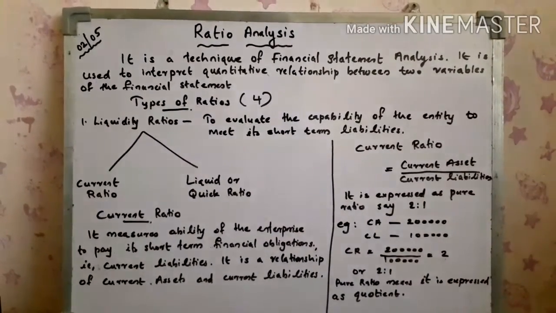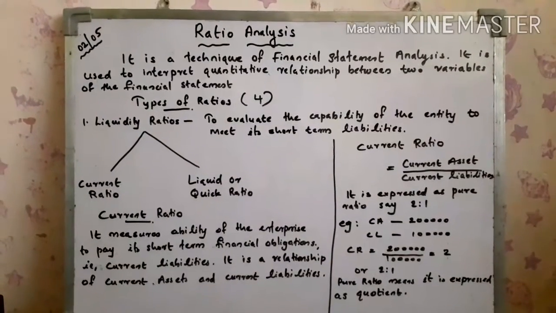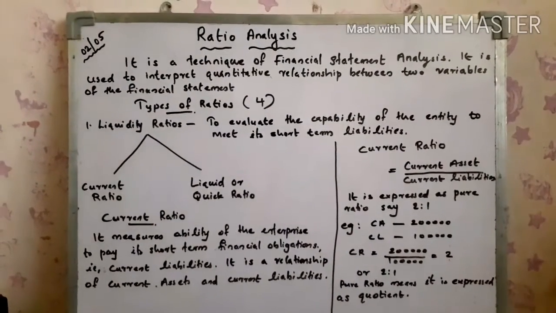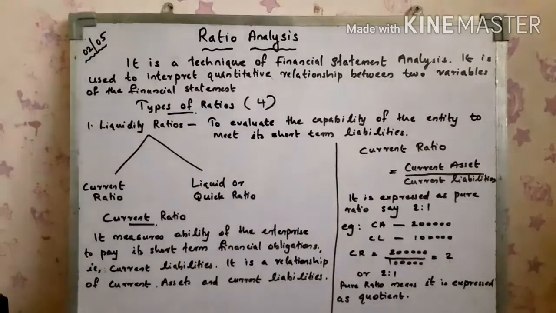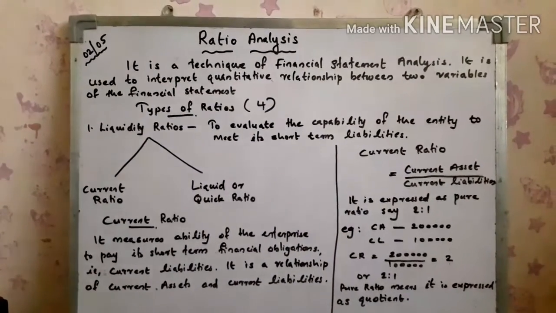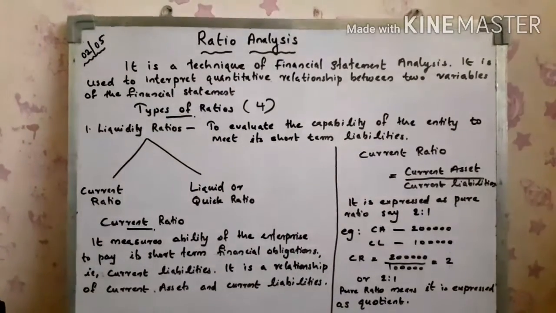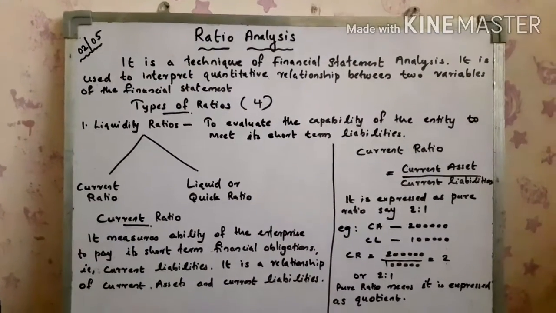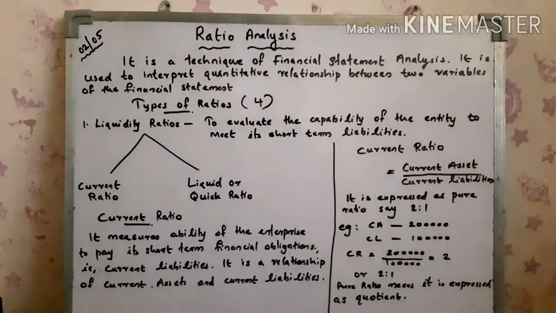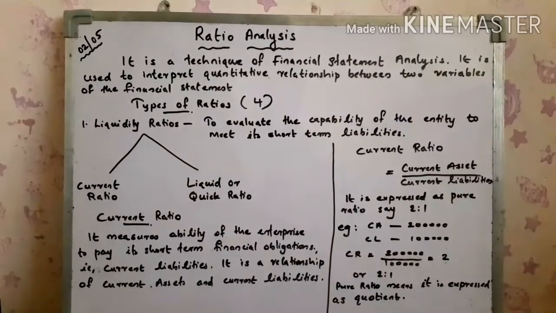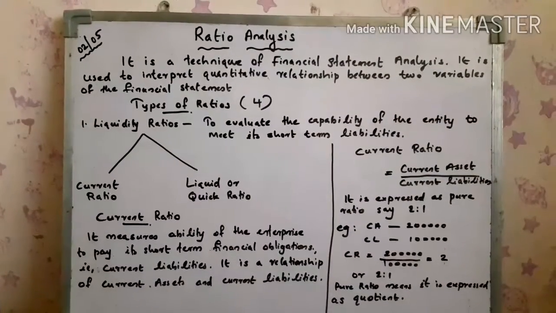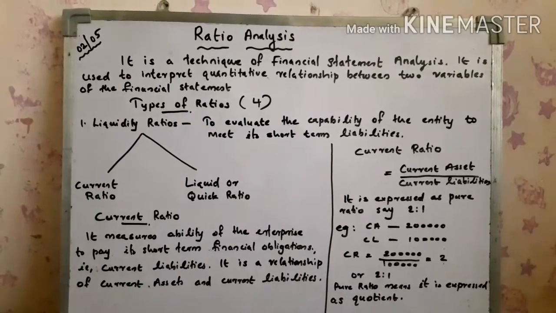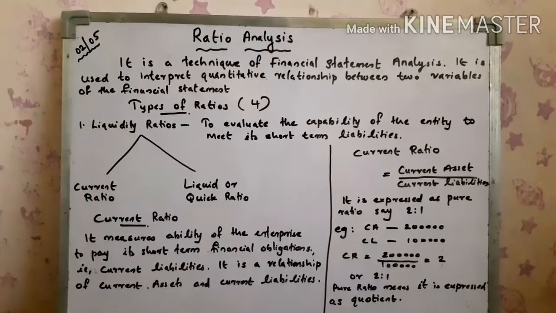Through the current ratio, we are measuring the relationship of current assets and current liabilities. These are the two items of the balance sheet. These two variables we are measuring. The quantitative relationship we are measuring with the help of the current ratio for analyzing the capability of the enterprise to pay off its short-term financial obligation, that is, current liabilities.